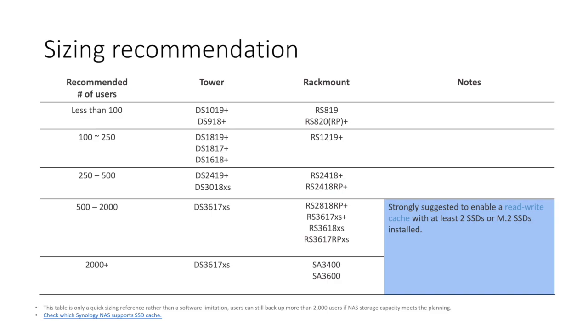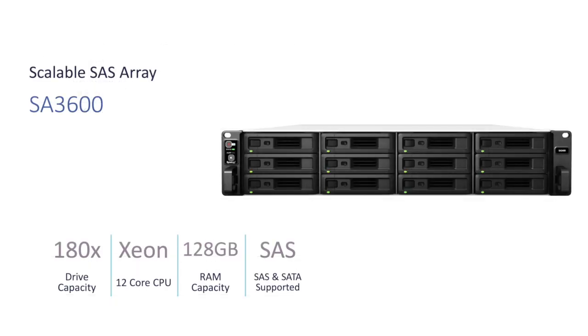Considering the number of users and their requirements and the sizing table that we have, I'd recommend them to go for our SA3600, which is capable of handling in excess of 2,000 users. With it being one of our newer units being released, it's very powerful and very scalable for their needs. It can go up to 180 drives, but what's mostly important is that CPU, that 12-core Xeon CPU, being able to handle whatever their workload. So it's a very scalable unit that can go up to the petabyte solution, being able to match their needs and requirements for that data storage.